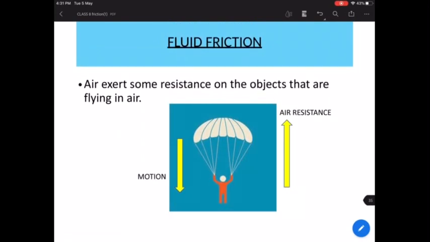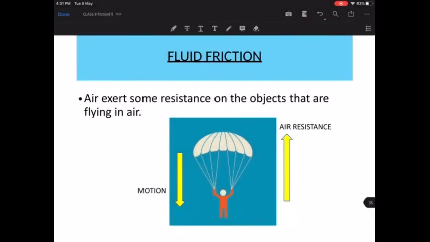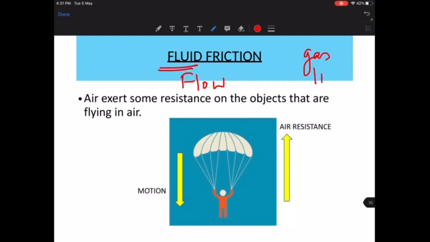What is fluid friction? First of all, what do you mean by fluid? Fluid means something which can flow. Something which is able to flow is called a fluid, okay? So, can gas flow? Yes. Liquids can flow? Yes. So, in a way, we categorize gases and liquids under fluids. Both gases and liquids are categorized under fluids.